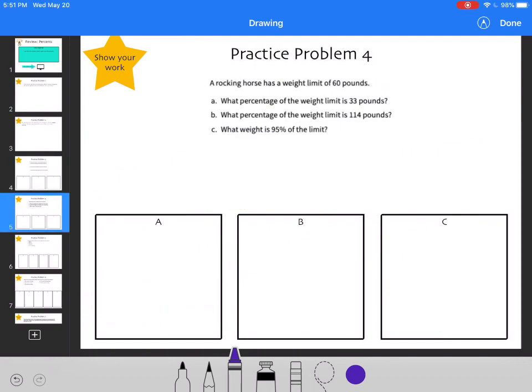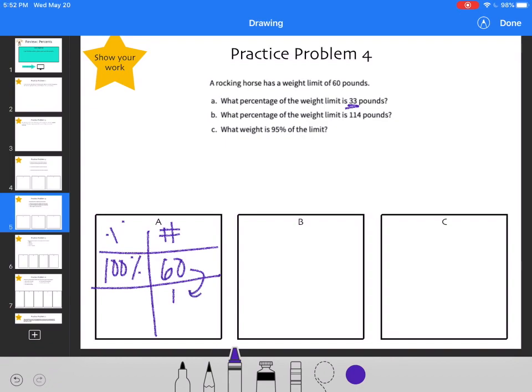The next one says a rocking horse has a weight limit of 60 pounds. What percentage of the weight is 33 pounds? So I know I've got my percent and my numbers. I know that 100% of this thing is 60 pounds. So I want to figure out what 33 pounds would be. So I'm going to figure out what percent 1 would be. So I'm going to divide by 60. So 100 divided by 60. I'm going to do that in my calculator. And I get 1.67 because it's going to be 1.666666 repeating.